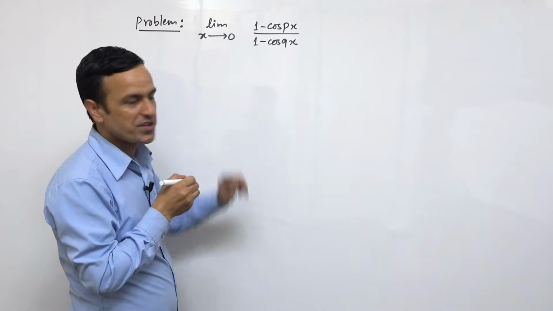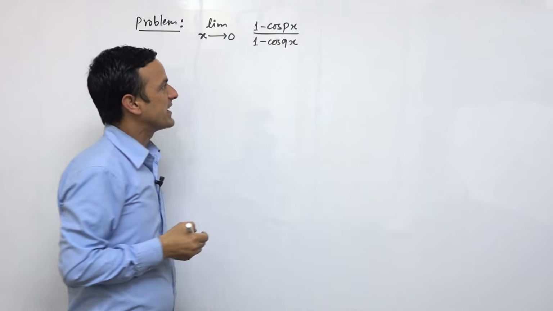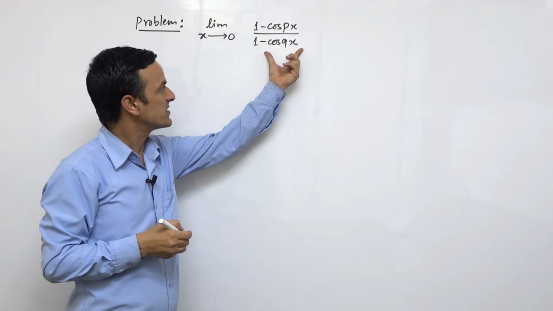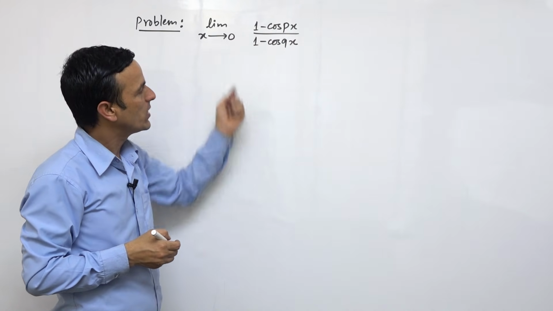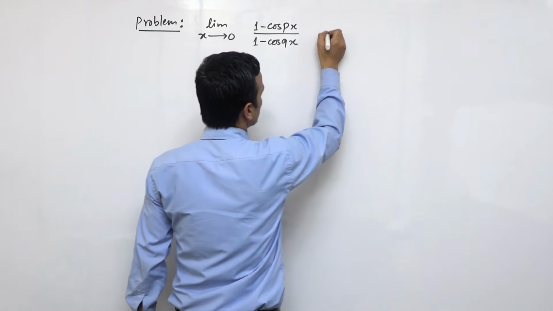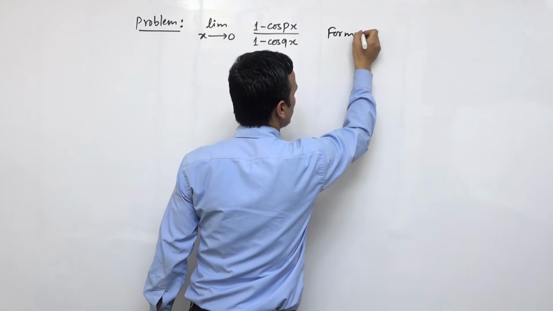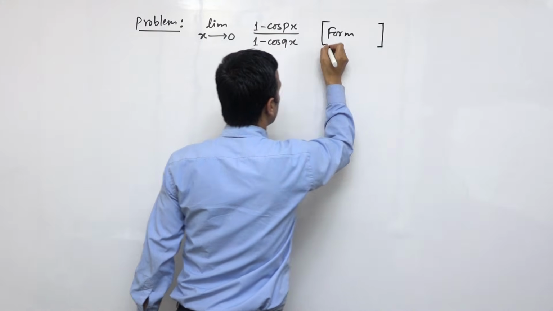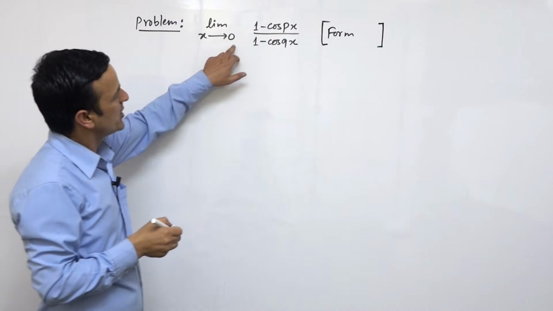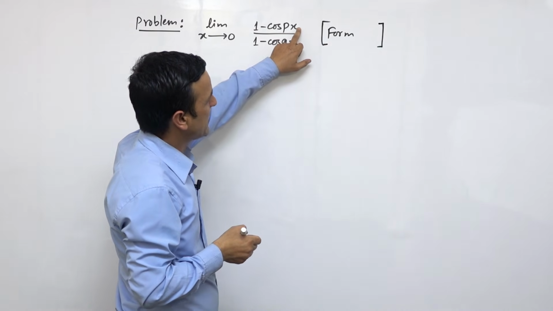So this is the question. Now we are going to find the value of this function when x tends to 0. So let's solve this question. First of all, write down its form: what will be the form of this expression? Now let's check by putting the value of x over here.